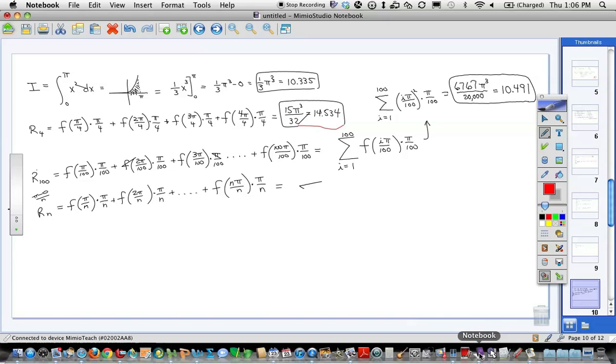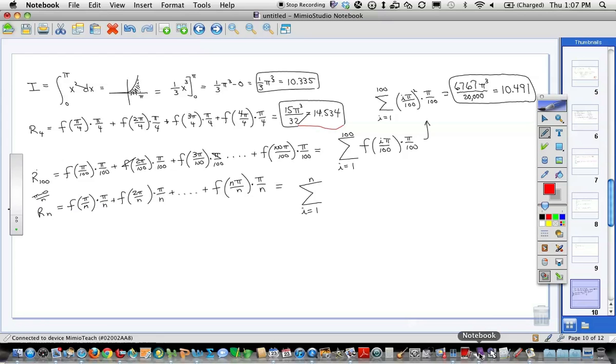So as a sigma, this would be i equals what? Looking for the pattern here. How many are we adding up? Here we did 100. How many are we doing? n. So we'll go 1 to n. Right? Do a sigma. We're going to add from 1 to n.